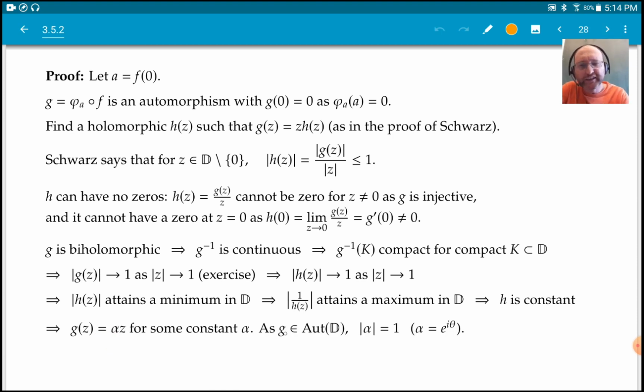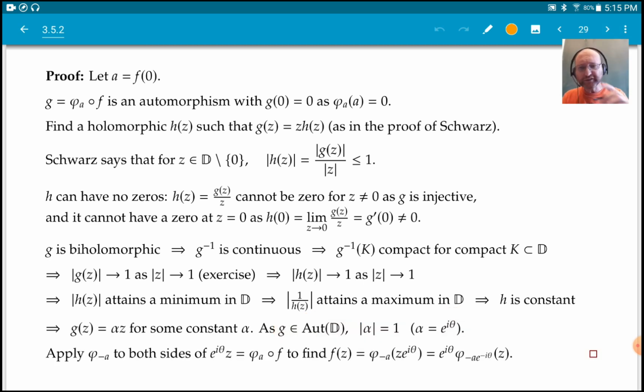Now, because this is an automorphism, if alpha was in modulus less than 1, then it wouldn't be. It would actually take the disk to a smaller disk. So the only way that this is going to be an automorphism is if alpha is of modulus 1, meaning it's equal to some e^{iθ}. And now we're basically done. We have this equality over here: e^{iθ}z, which is what g is, is phi sub a composed with f.